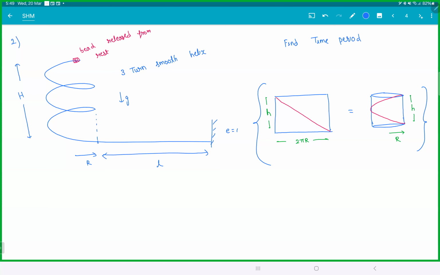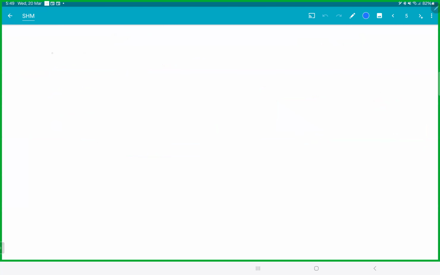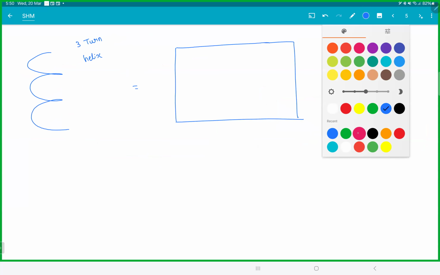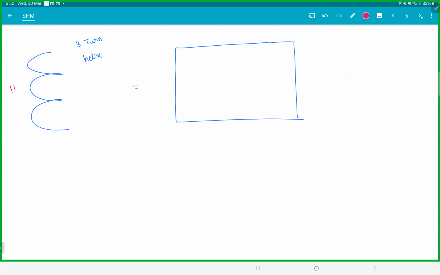How do we do this? First, let's convert this into a standard one. So a 3-turn helix, right? If you make this flat, now understand this height h which you have is for 3 turns. Means each turn contributes h by 3.